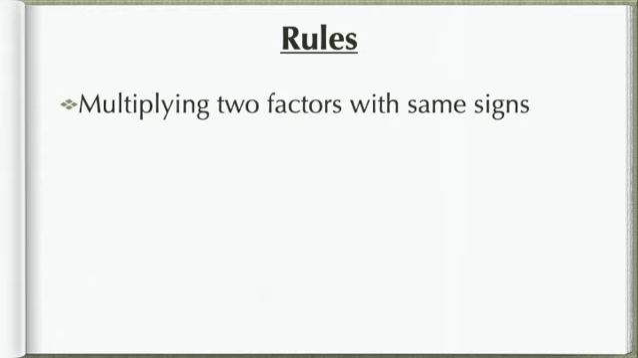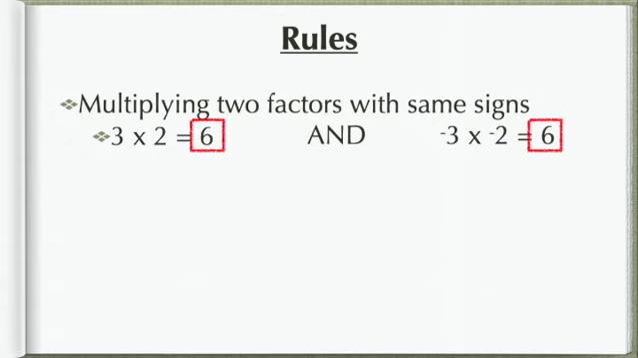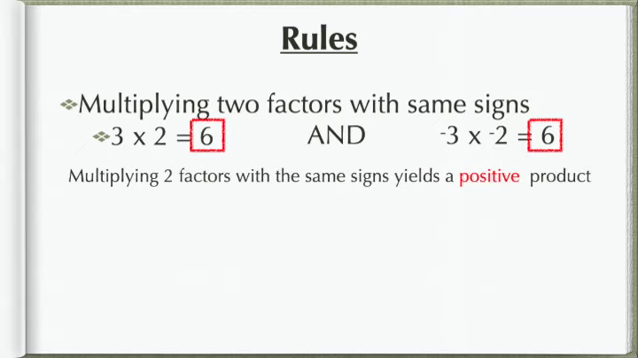Rule number 1, if you're multiplying 2 factors with the same signs. So if you have 3 times 2, they have the same sign, they're both positive. That's positive 6. And if you have negative 3 times negative 2, those are both negative, they have the same sign, so it's positive 6. So one rule you could think of is multiplying 2 factors with the same signs yields a positive product.